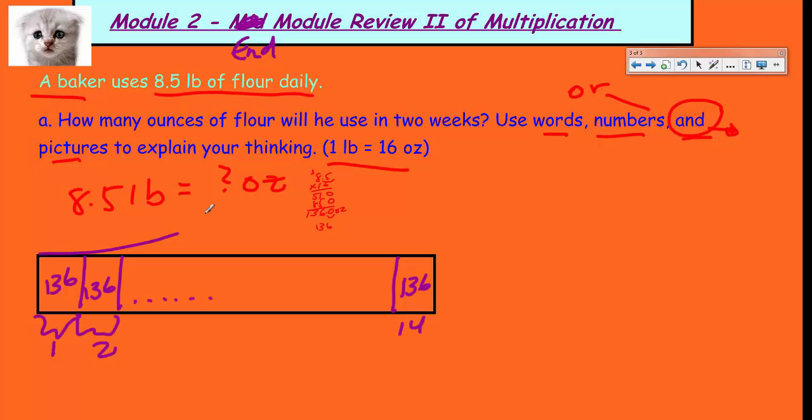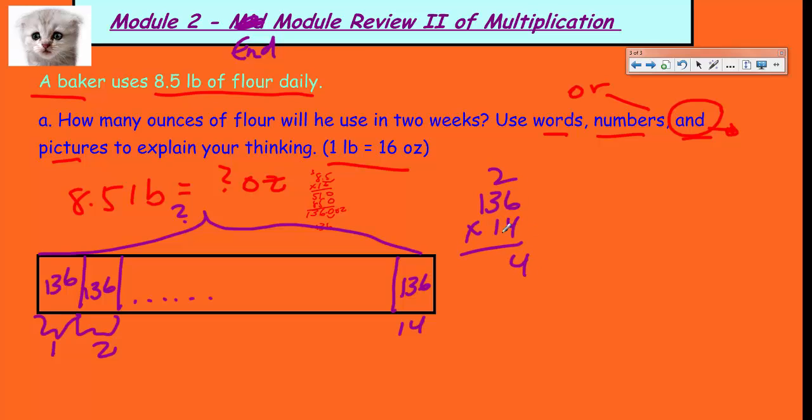Of course, this amount right here is going to be the total. This is what we don't know: how many ounces in 2 weeks. That's what we're trying to figure out. So now let's take our numbers. Let's take 136. We're going to multiply that by 14.